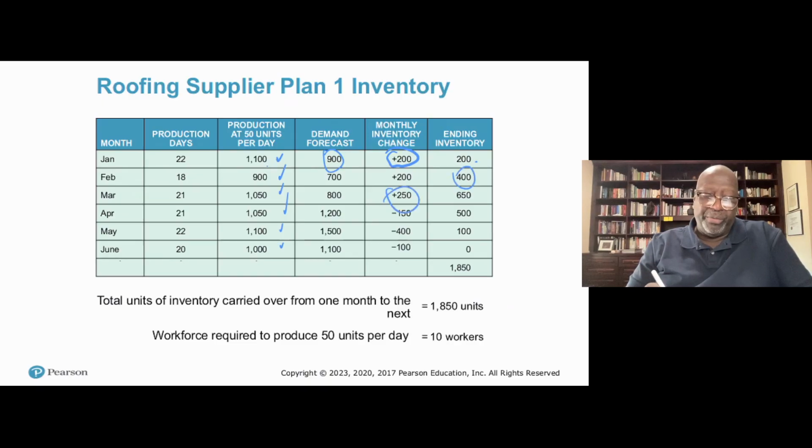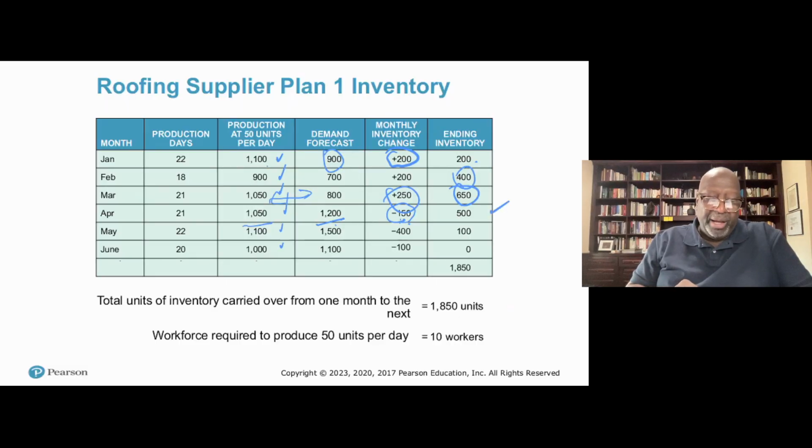Then we have 250 be the difference between 1050 and 800, which is 250. So now we're increasing our inventory. However, now we notice that our production is less than the demand. It's actually 150 units less. So we are going to change the inventory level by 150. Taking 150 out from 650 will now give us 500 left.